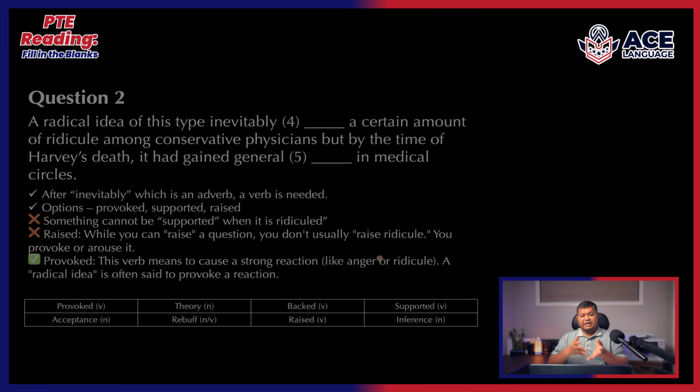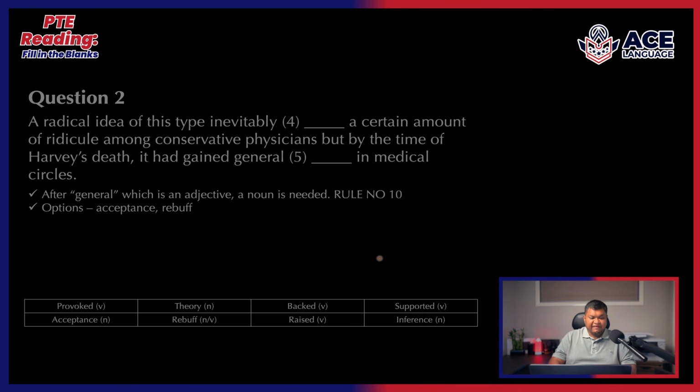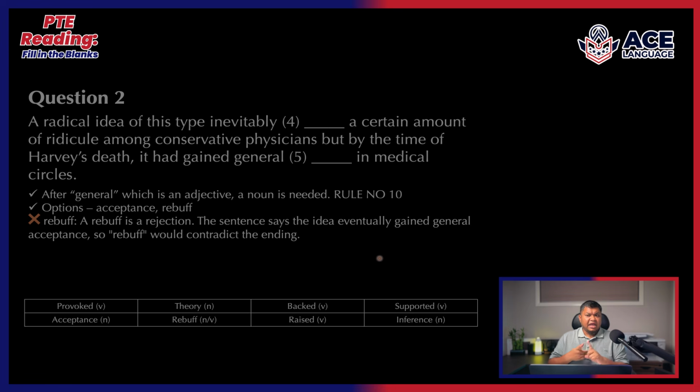Now I'm going to the next blank, that is: but by the time of Harvey's death, it had gained general dash in medical circles. So again, general is an adjective, and after that I need a noun, which is rule number 10. Options we have are acceptance and rebuff. And rebuff cannot be the case. It will mean rejection, and we have not found any rejection yet.